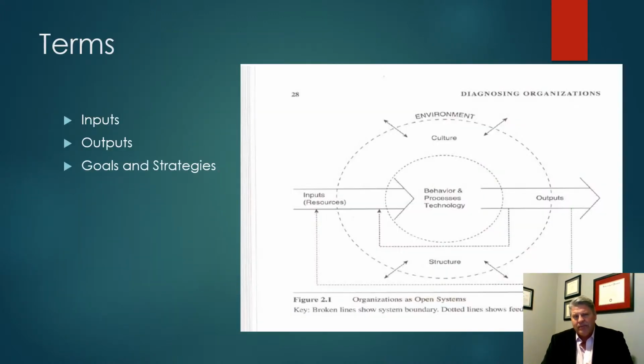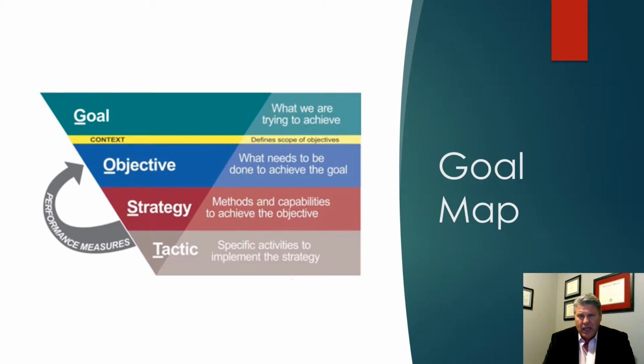The third thing that you can look at then are the goals and strategies. Do they have goals? Do they have strategies? Do they know how to use these things? Here you see a goal map. And I want you to notice some things about this goal map, because it starts at the top where you start with a goal. What are you trying to achieve? What is the actual goal that you have?